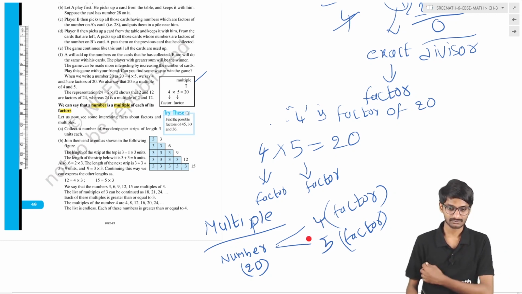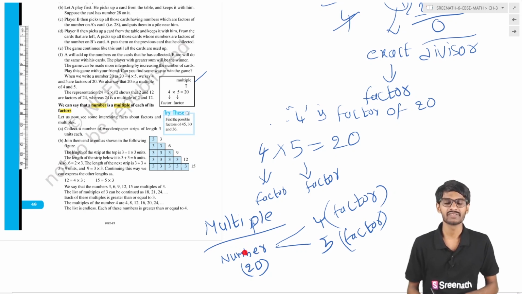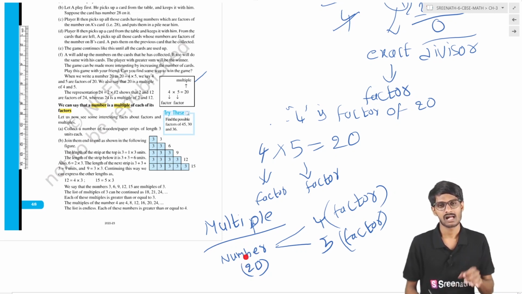Okay. And now one more thing: basically, if there is any number, that number is a multiple of its factor.